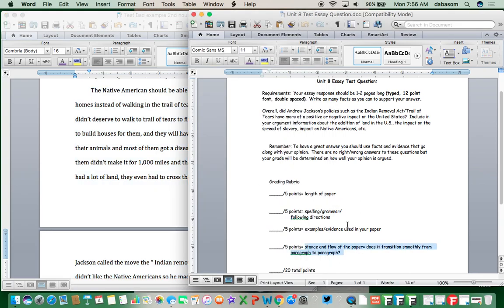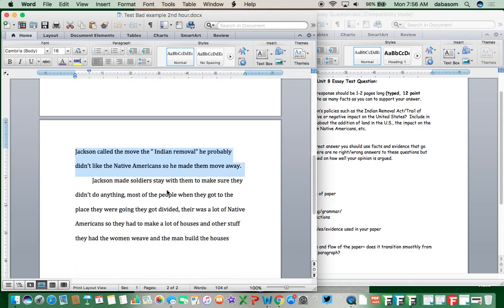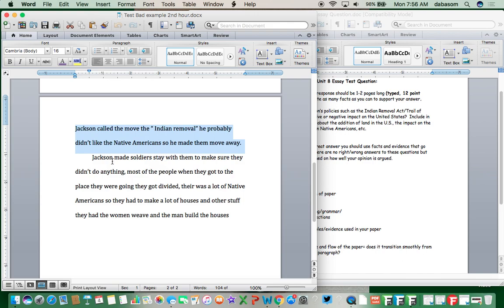But again, the examples and evidence, I can only give a few points here because they're somewhat unclear and they're not 100% accurate either. Jackson made soldiers stay with them. Again, who is the them here? Be specific on who you're talking about. If Jackson made soldiers stay with the Native Americans, then write the Native Americans to make sure they didn't do anything. What does that mean? Are we talking about fighting back? Are we talking about walking itself?